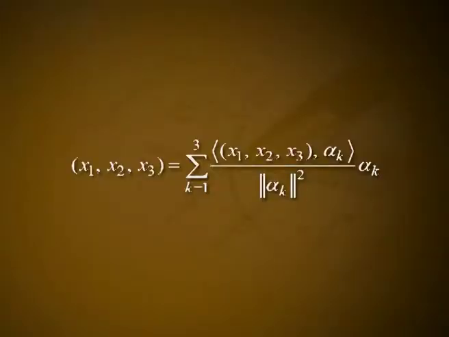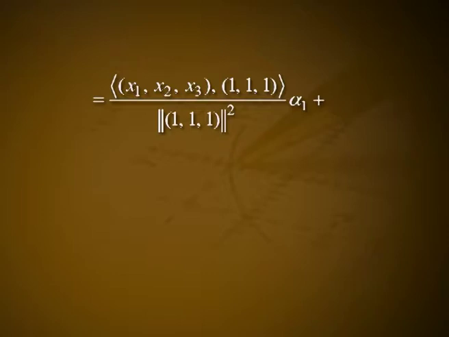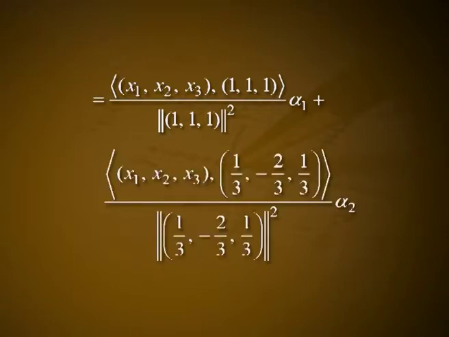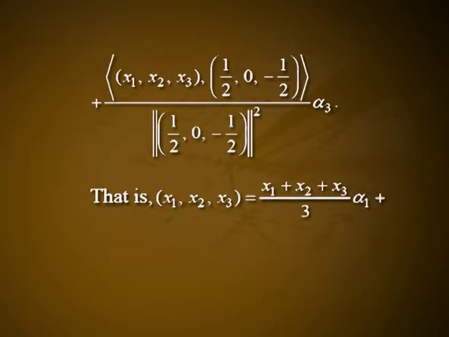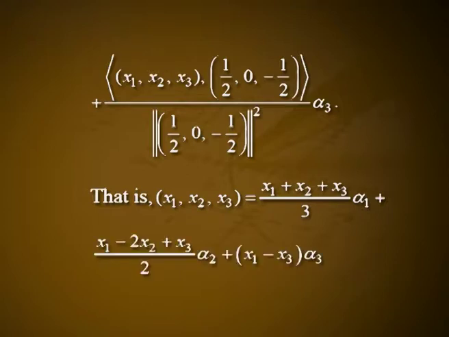Thus, (x1, x2, x3) is equal to the sum over k from 1 to 3 of inner product of (x1, x2, x3) with alpha k by norm alpha k squared into alpha k, which is equal to inner product of (x1, x2, x3) with (1, 1, 1) by norm (1, 1, 1) squared into alpha 1 plus inner product of (x1, x2, x3) with (1/3, -2/3, 1/3) by norm (1/3, -2/3, 1/3) squared alpha 2 plus inner product of (x1, x2, x3) with (1/2, 0, -1/2) by norm (1/2, 0, -1/2) squared alpha 3. That is, (x1, x2, x3) is equal to (x1 plus x2 plus x3)/3 alpha 1 plus (x1 minus 2x2 plus x3)/2 alpha 2 plus (x1 minus x3) alpha 3.